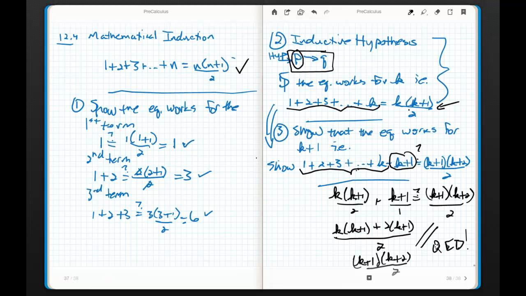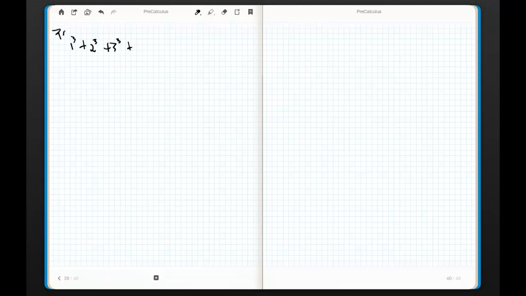Let's prove another one of our guys. All right? Let's prove, what was it? How about 1 cubed plus 2 cubed plus 3 cubed plus dot dot dot plus n cubed is equal to, what did we say? It was n times n plus 1 over 2, squared.